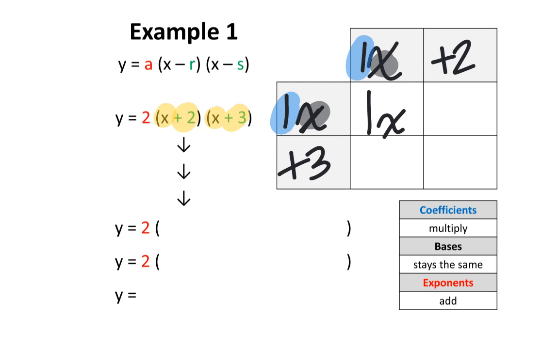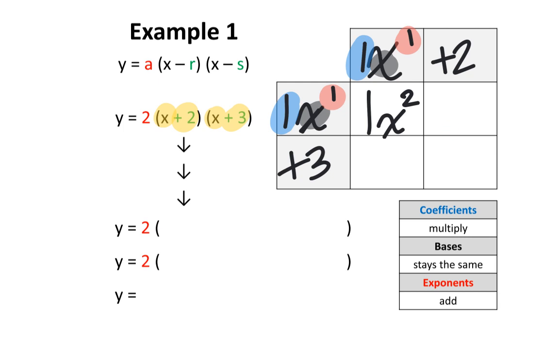And last, we want to take a look at exponents. There is no exponent here and there is no exponent here. That just means there's a hidden exponent of 1 in both of these terms. We like to add exponents. So 1 plus 1 is going to give you 2. I'm going to multiply this term with this term and place the answer in this empty space.